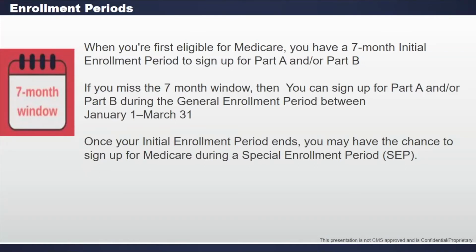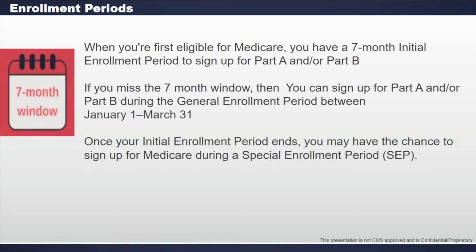So let's go back to that example where your birth date was the 15th of April. You could literally on the 1st of January, not that they're open on the 1st, but on the 1st of January, you could go down to Social Security or call them on the phone or go online and do your sign up for Part A and or Part B.